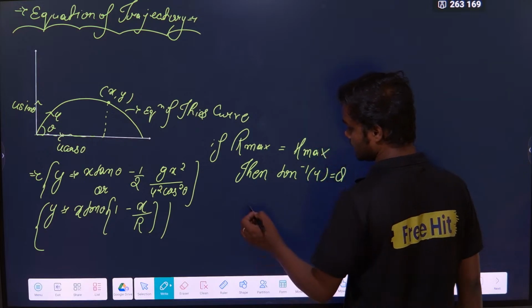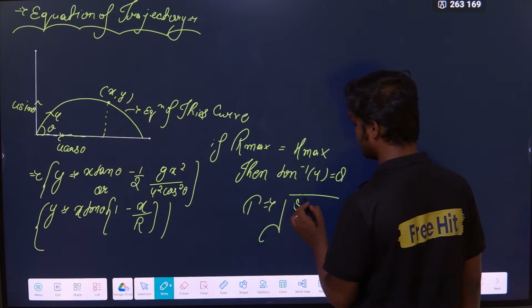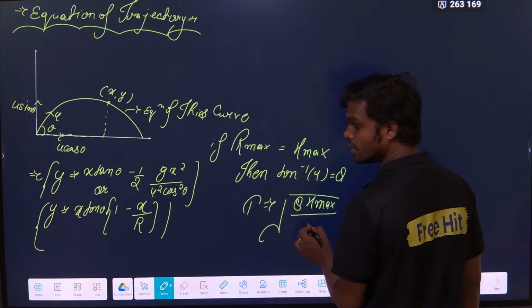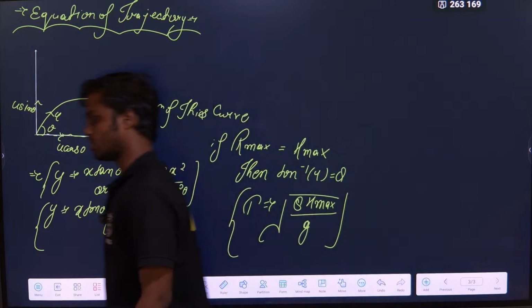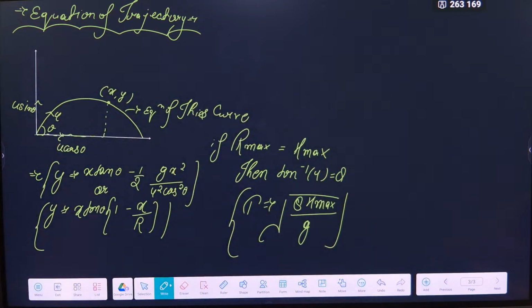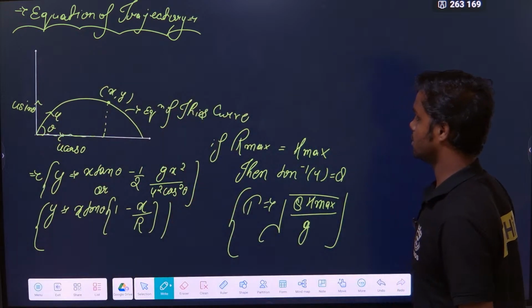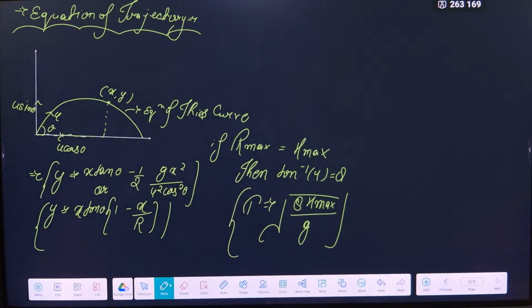And the last thing is the time of flight, which can be written as 8 times h max divided by c. I hope you are understanding this, because it is related to the equation of trajectory, and with respect to the equation of trajectory you should know how to write the equation.